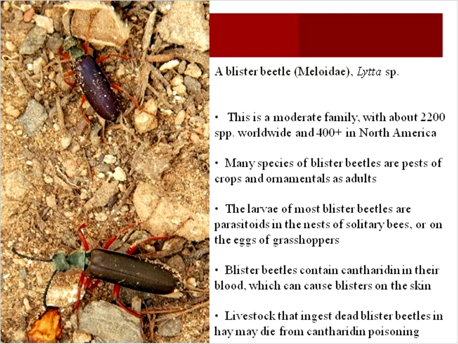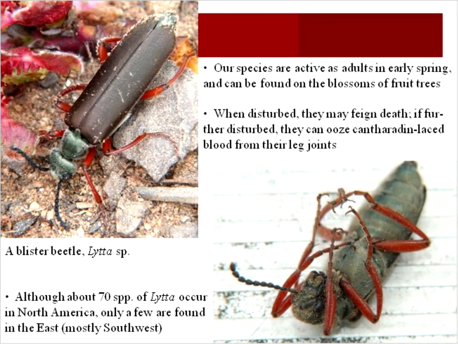Blister beetles are so called because they contain cantharidin, which is a rather nasty chemical in their blood and some of their soft tissues. And if it gets on your skin, it can cause a severe blistering. And I don't want to think about what it might do if it should get into your eye or get into your mouth. But it has been documented that livestock, cattle, horses, for example, if they ingest some dead blister beetles that are in hay that they're being fed, they may actually die from cantharidin poisoning. It's got to be a pretty horrible way to go, but it's a familiar phenomenon to veterinarians.